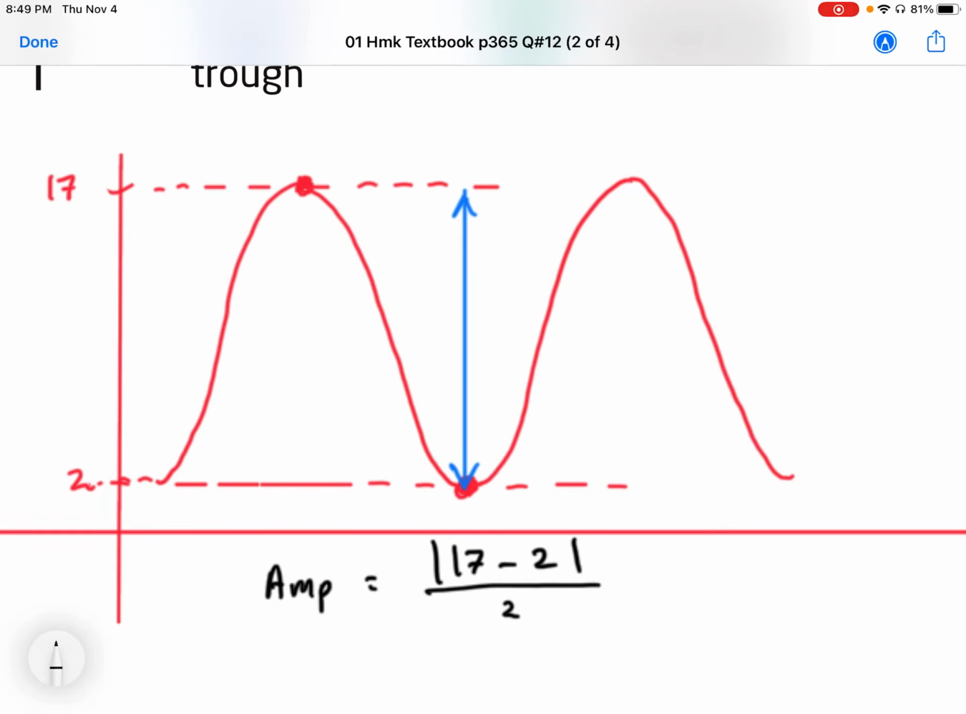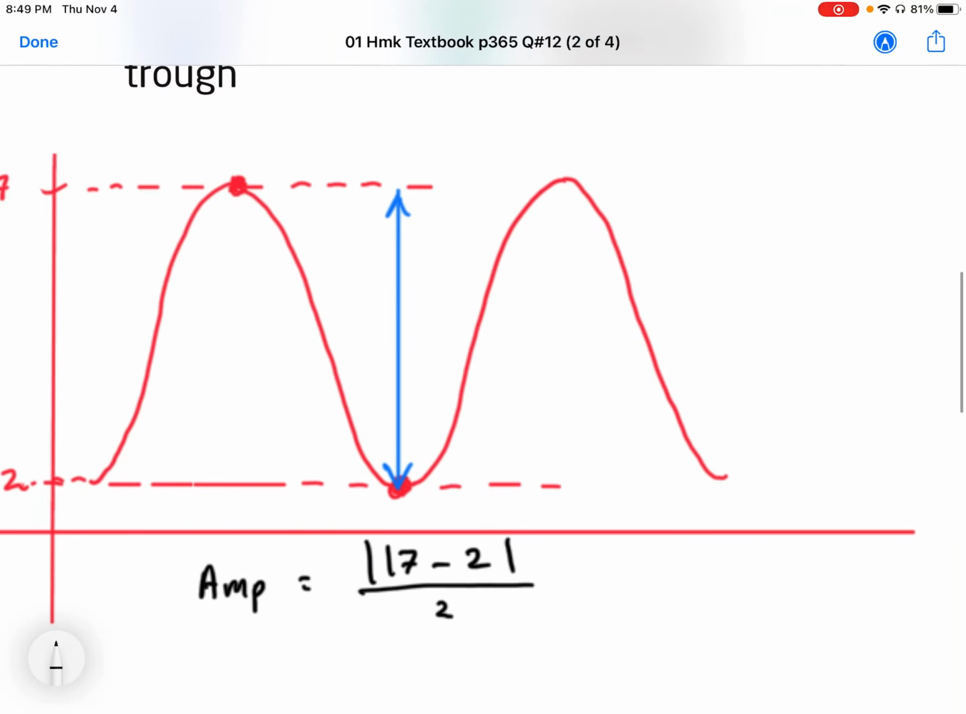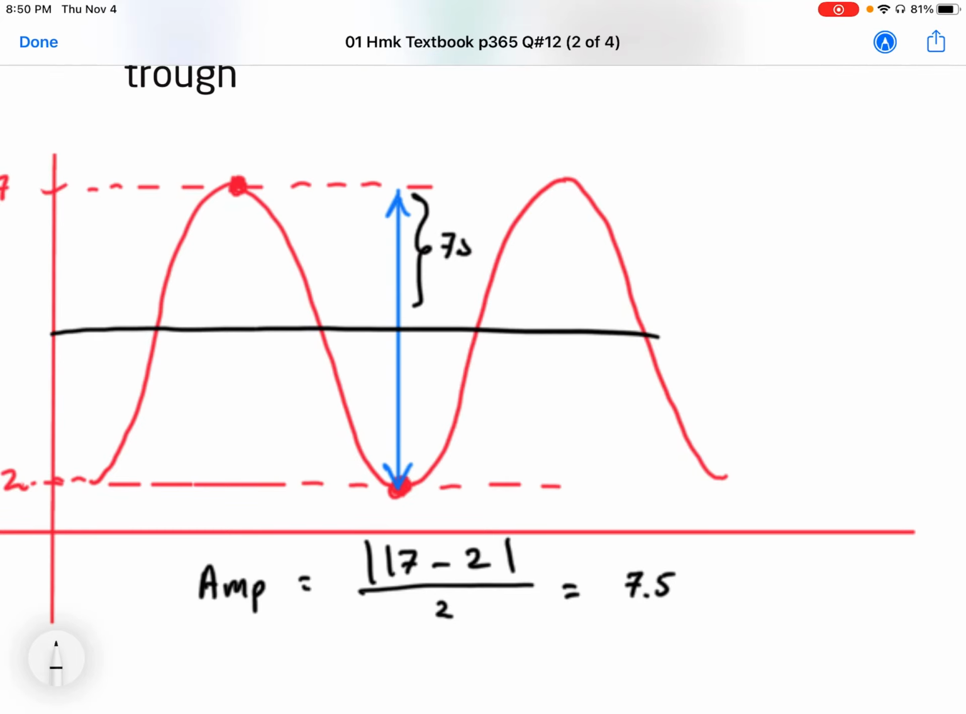And it doesn't matter if we subtract the crest from the trough or the trough from the crest, okay? Because when we take the absolute value, we will make that into a positive value. So 17 minus 2 divided by 2 gives us an amplitude of 7.5. Okay, so the amplitude distance is going to be half the distance here, and that is 7.5 units.